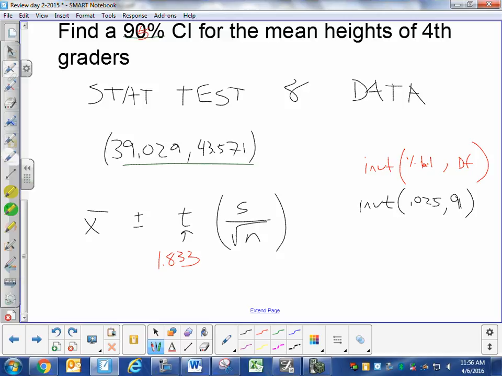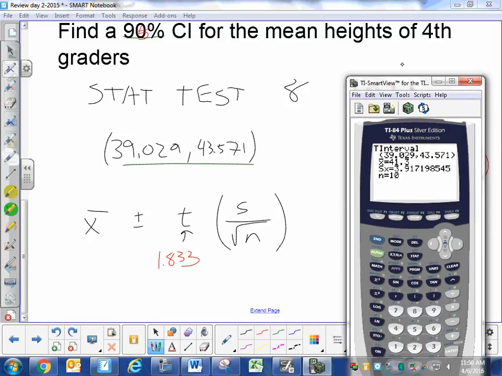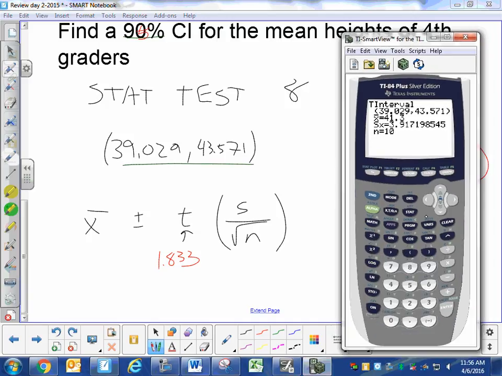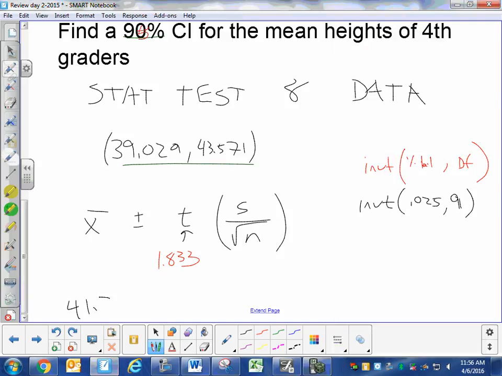Now, if we want to do this by hand, we could go into STAT, Calculate, one variable stats. Everybody go into STAT, calculate one variable stats. Guess why we do that? Because it gives us our sample standard deviation, Sx, 3.917. It gives us our mean, 41.3. It gives you all that in the thing you had.